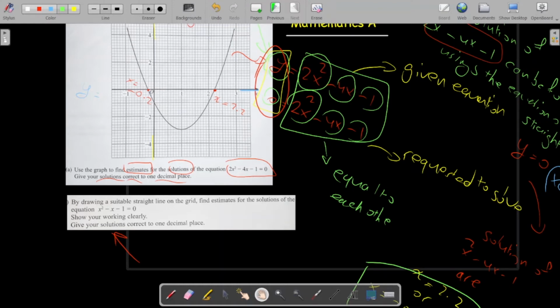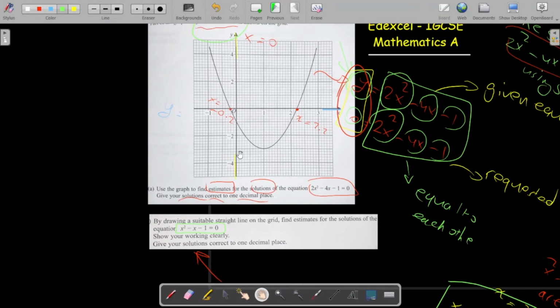The question is like this: by drawing a suitable straight line... the same thing here. He's asking you to find the straight line that enables you to solve this one right now. Now we have a different thing. We have x squared minus x minus 1. So he wants you to draw a straight line, but before you can draw the straight line and write your solution correct to one decimal, you have to find the equation of this straight line. So how can we find the equation of this straight line?